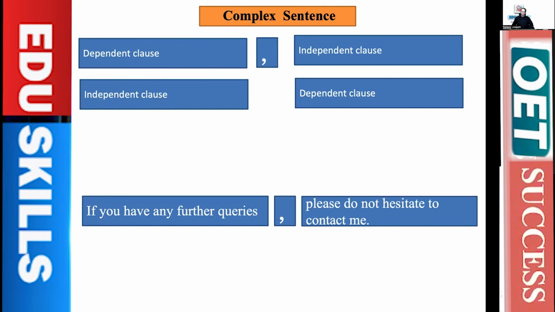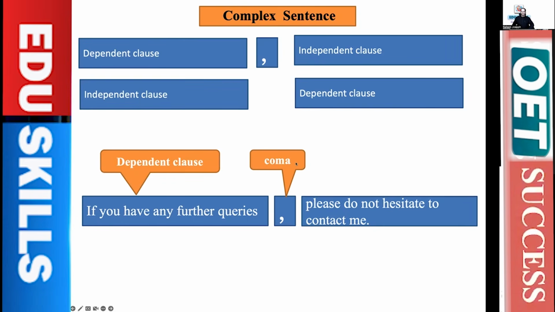Please do not hesitate to contact me is a complete sentence. The subject is understood: you, please do not hesitate to contact me. You can be put in brackets, so you don't write it. That's not required, but it is understood. So you have a subject, a verb, and a complex sentence. So this is the dependent clause. Then you have a comma. Then you have the independent clause.